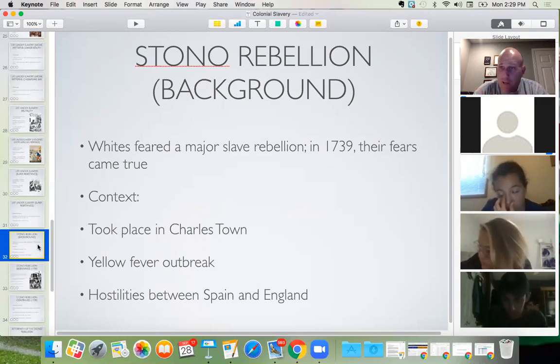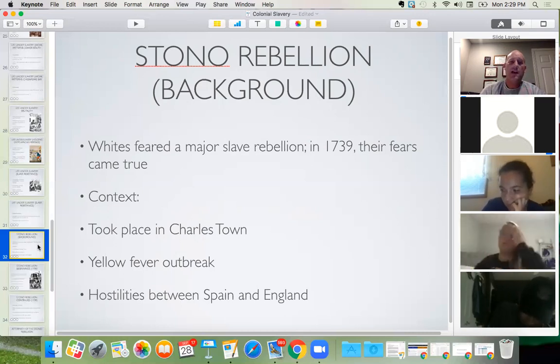So we're talking about South Carolina, birthplace of plantation slavery in the United States. Whites are in constant fear of a major rebellion. In 1739, their fears came true. So let's look at the setting, let's look at the context. It's going to take place in Charlestown, now Charleston, right? The capital of South Carolina. Great city to visit these days. Also the birthplace of plantation slavery. Okay.